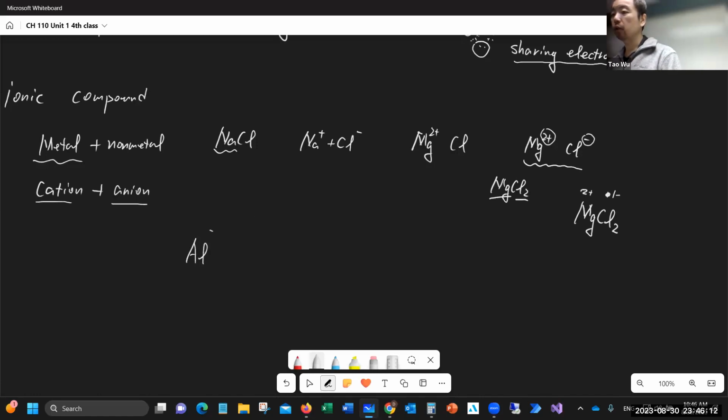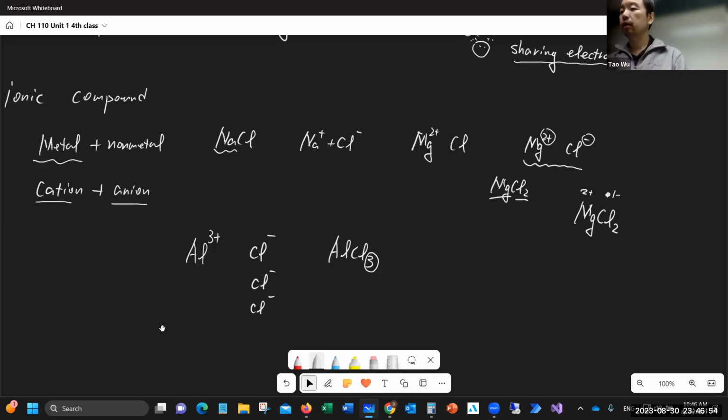Another very common example is aluminum. Aluminum has a 3 positive charge, and chloride has a 1 negative charge. So when we put them together, we should have 3 chloride ions to balance the 3 positive charge. That's why aluminum chloride is written like this. The 3 is the subscript for chloride, which means we have three chloride ions.